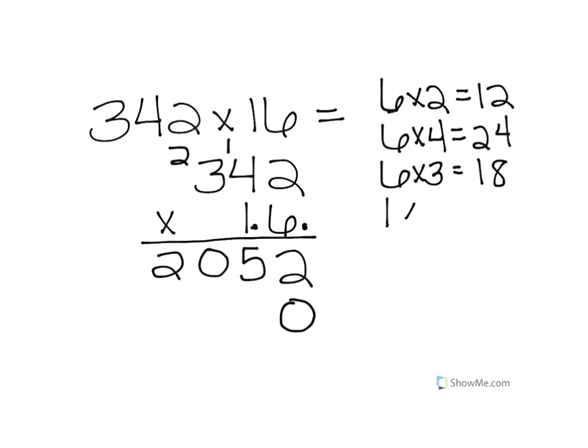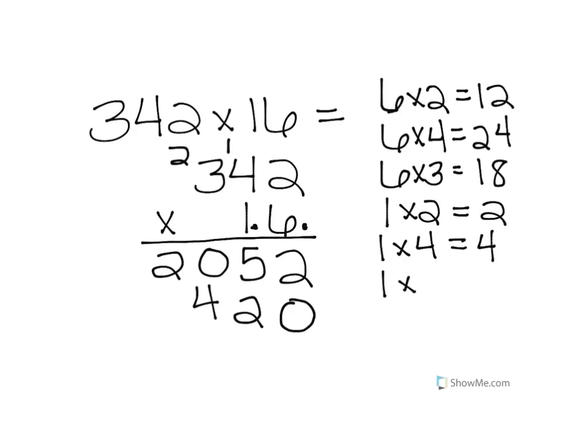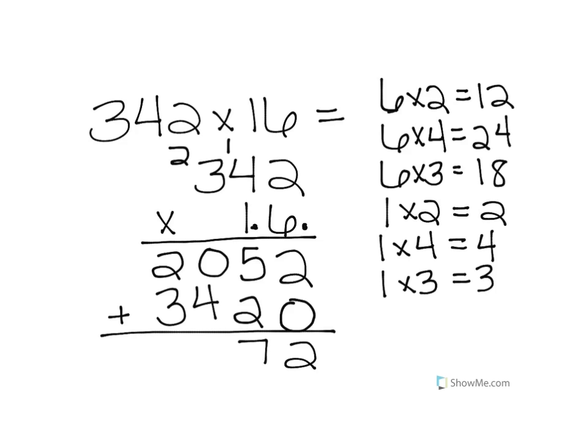I have 1 times 2 equals 2. Now I have 1 times 4 equals 4. And 1 times 3 equals 3. I can add them together now. 2 plus 0 equals 2. 5 plus 2 equals 7. 0 plus 4 equals 4. And 2 plus 3 equals 5. So my answer is 5,472.